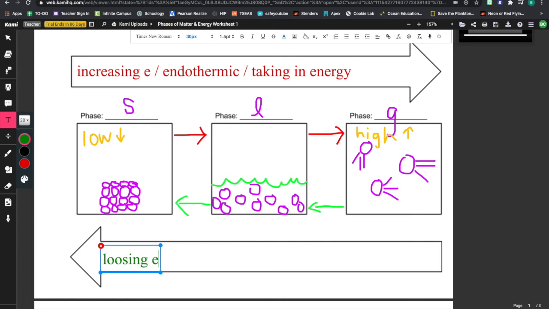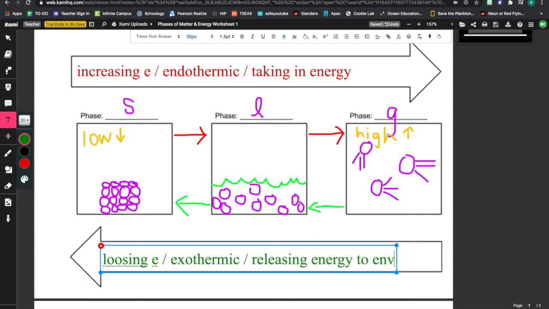We're losing energy, they are giving off energy, they're releasing energy, right? Those are all ways to say the same thing, that they are exothermic phase changes, okay? Exo, remember, means on the outside, right? Think of an exoskeleton. So they are taking energy and giving it away. They're releasing energy to the environment, all right?